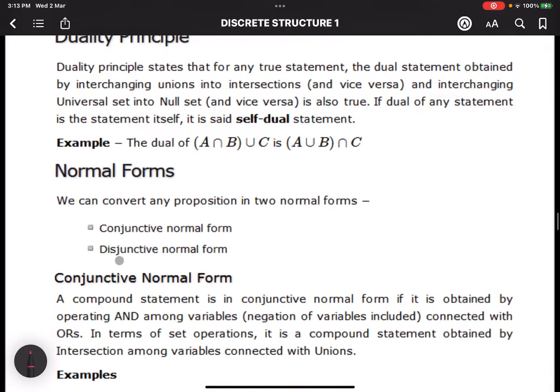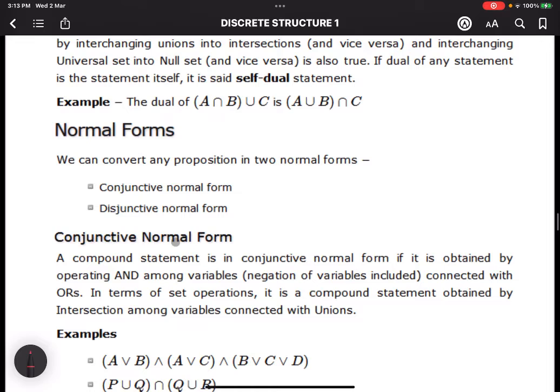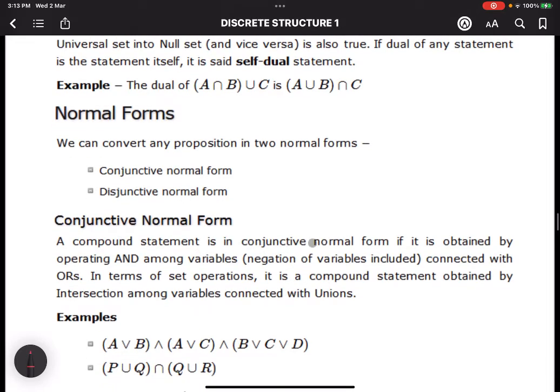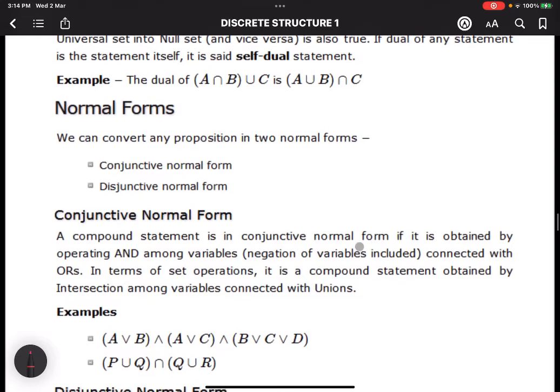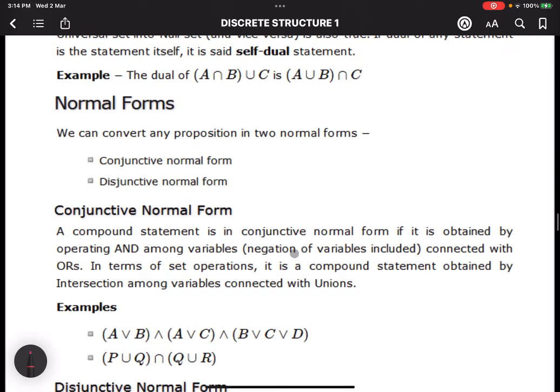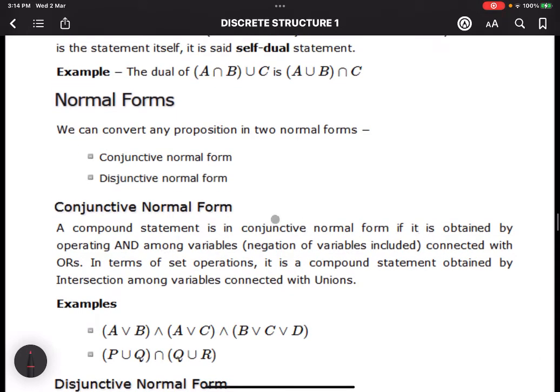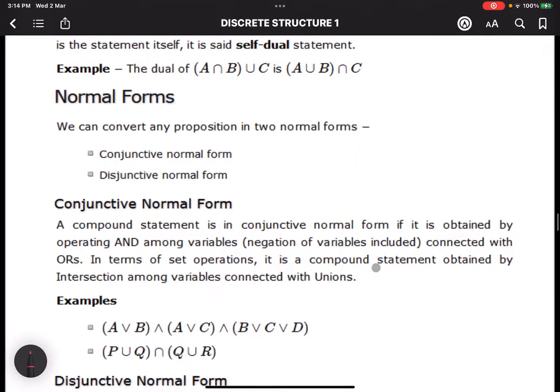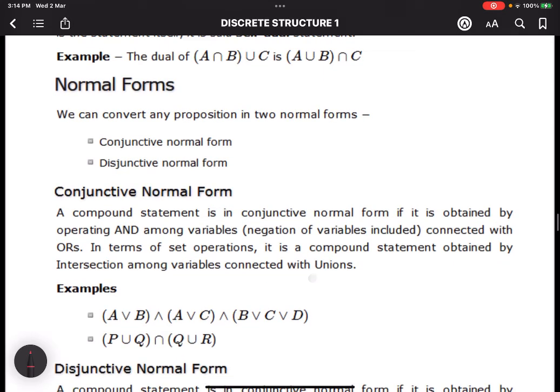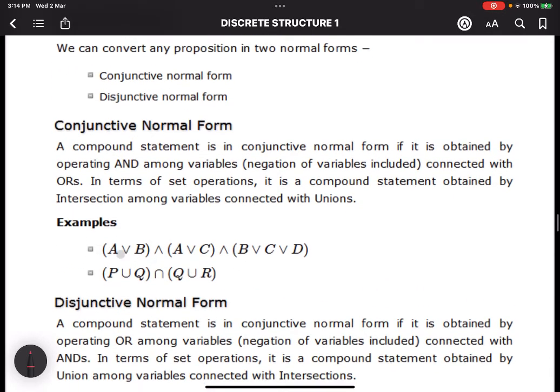One, conjunctive. Second, disjunctive. What is conjunctive normal form? A compound statement is in conjunctive normal form if it is obtained by operating AND among variables, negation of variables included, connected with ORs. In terms of set operations, it is a compound statement obtained by intersection among variables connected with unions. Example: A or B, and A or C, and B or C or D.